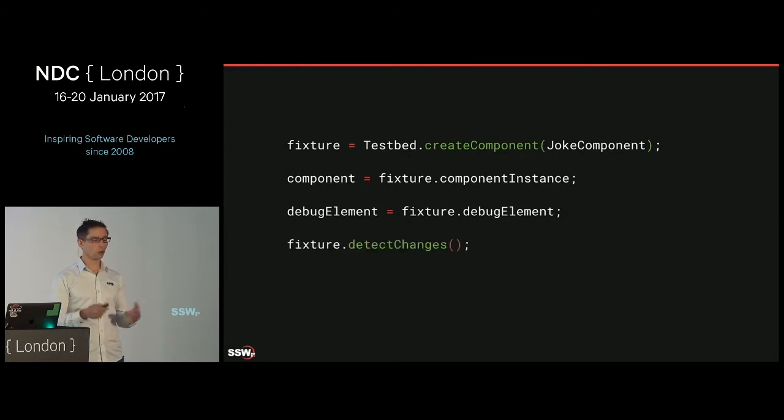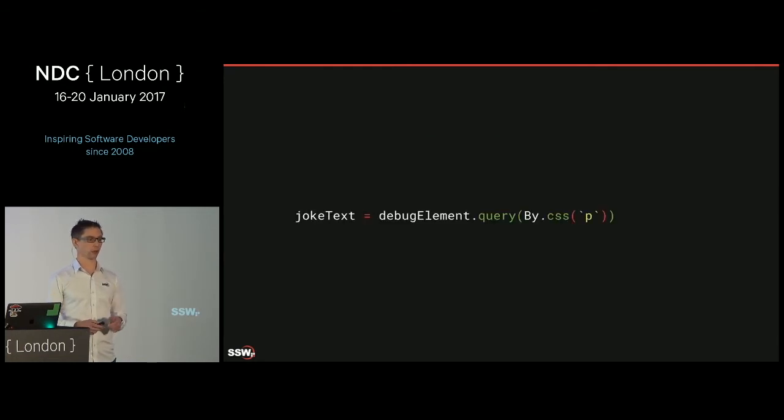But also there's a whole lot on this testbed. It's a really big API, so we can detect changes, we can get it to do some dependency injection, but for now we're just focused on getting this fixture so we can get a hold of the DOM. So this is what it would look like if you wanted to do that.